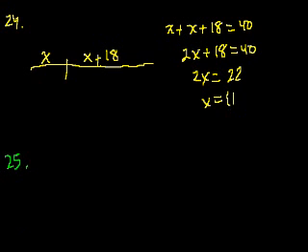Problem 25. The Earth travels around the Sun at a speed of approximately 18.5 miles per second. This approximate speed is how many miles per hour? So how many seconds are there in an hour?